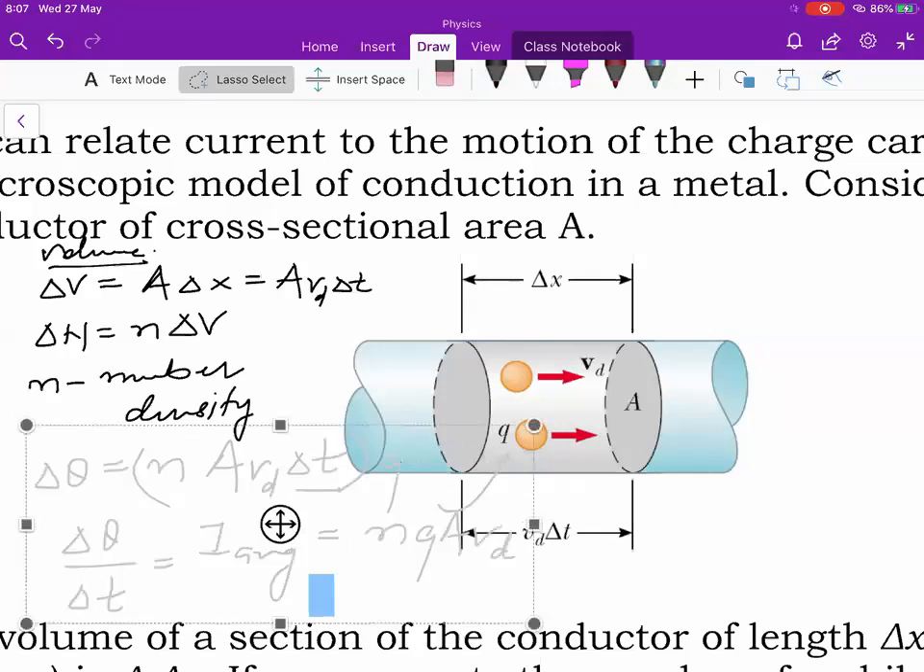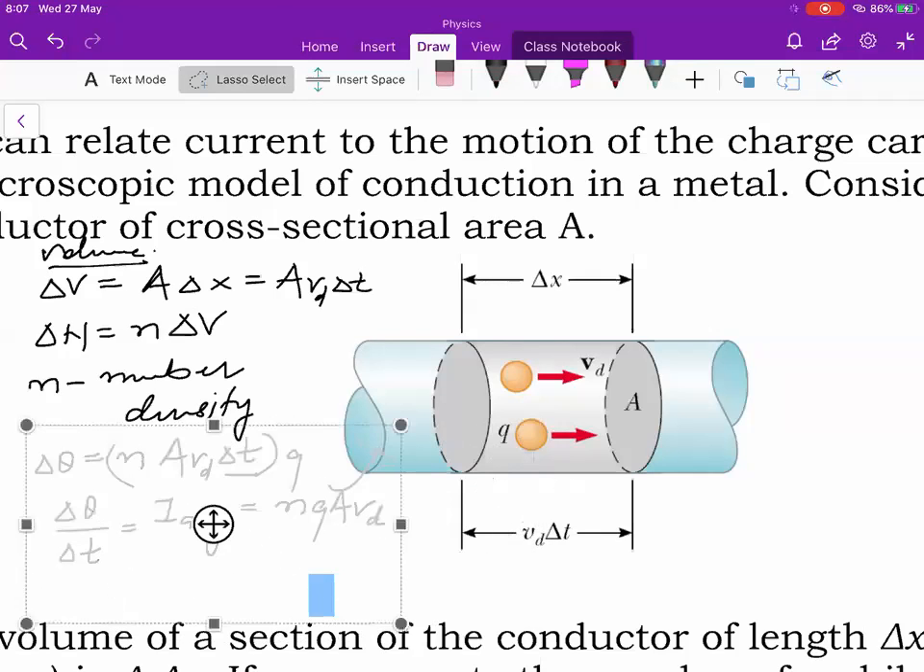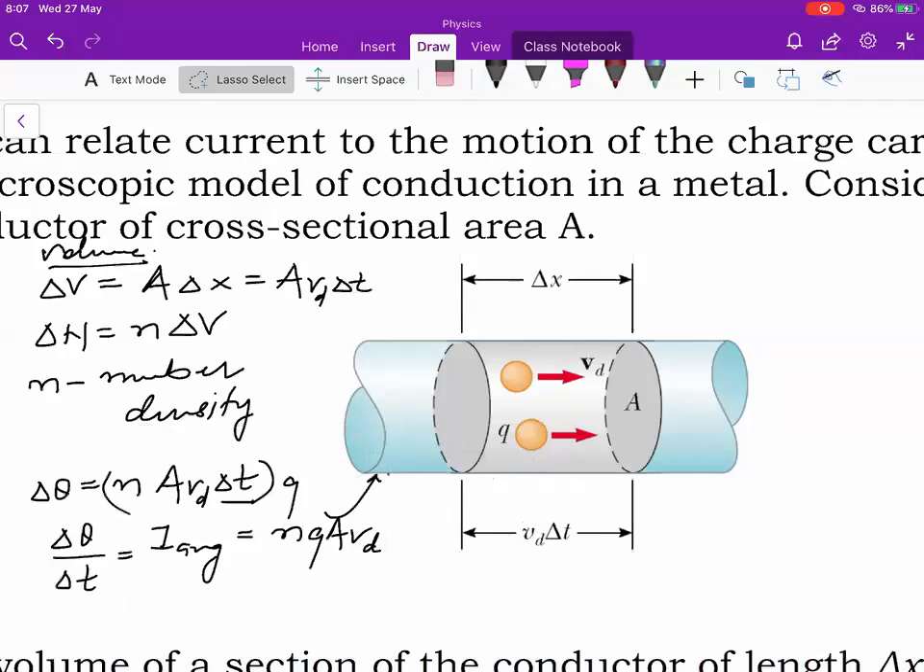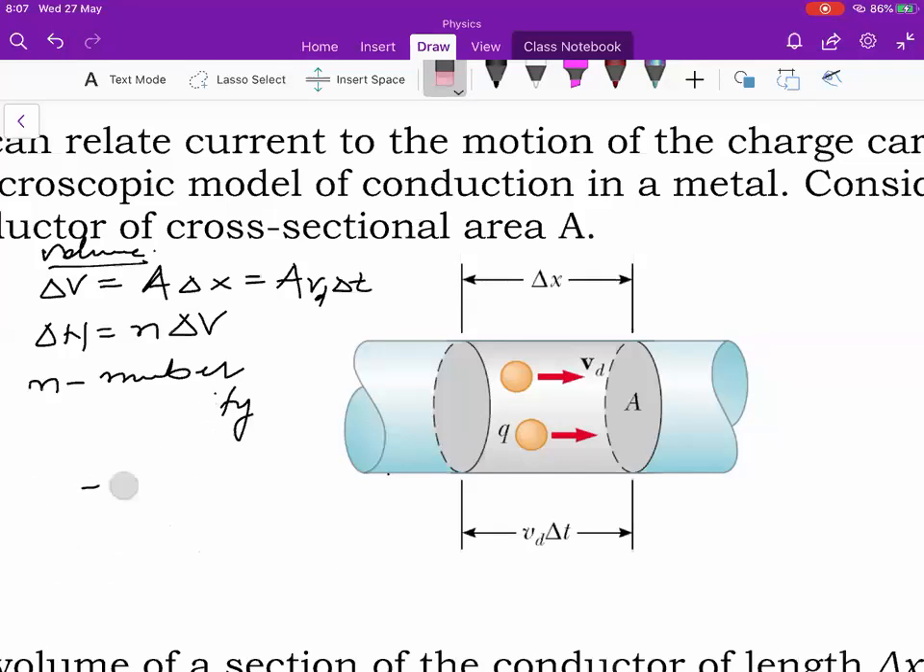Nothing to write. Everything is there in this slide. Just hold on. So this is how you calculate the current through it. Vd is the drift speed. Delta V is the volume in which the free charge carriers are moving across that area A. So this is how you calculate the average current. The significance of drift speed, you will realize at the end of the slide.